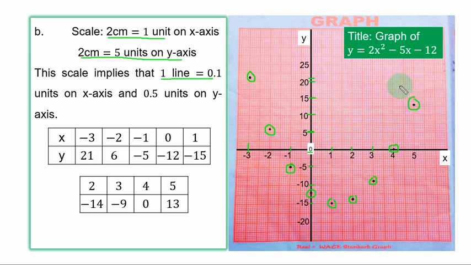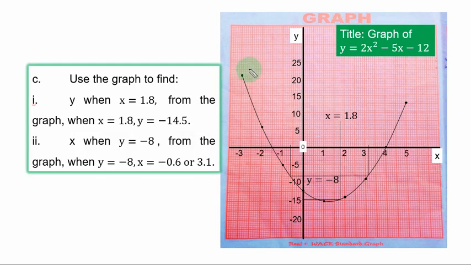Next thing is to join the points together and determine the value of s when y is given, and y when s is given. Here, all the points have been joined together. You can use freehand method, but a flexible broomstick is better. Then C, use the graph to find y when s is 1.8.